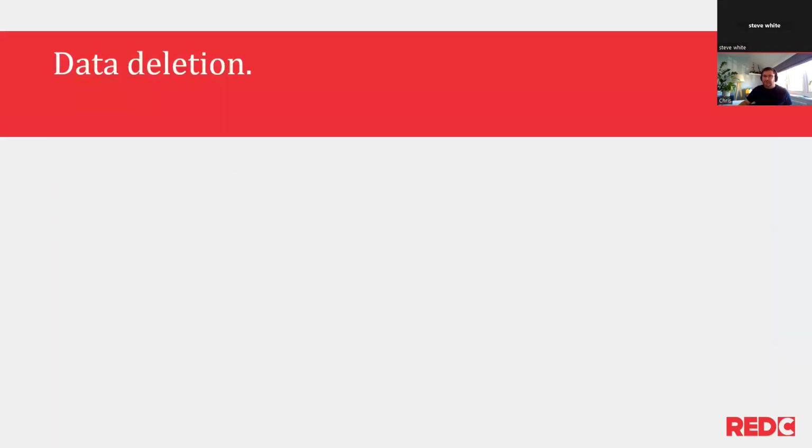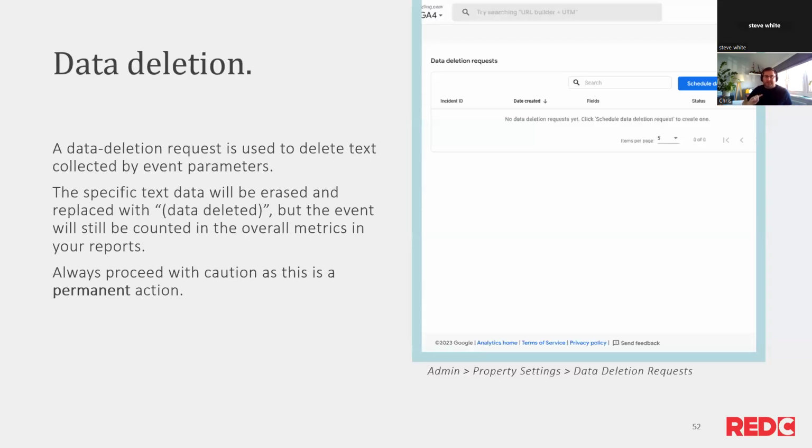Now, data deletion. We touched on this one a couple of times before, but effectively with a data deletion request, you can delete event parameters for anyone who requests it. So you just go to schedule data deletion requests and it will be replaced in your reporting with "data deleted". So it's a permanent action. Someone requests that the data about them be deleted, you can do it. You need to have editor or administrator roles within the GA4 account in order to do it.